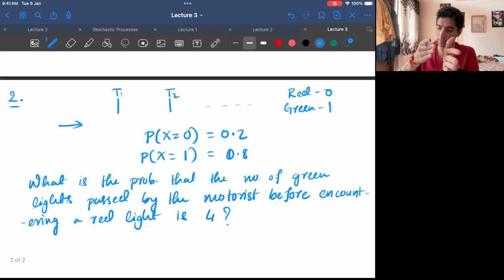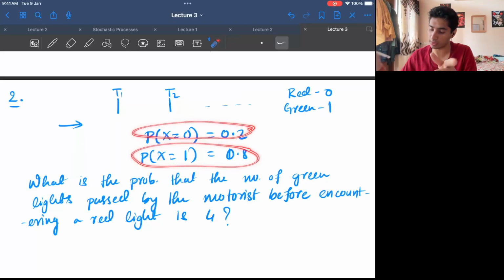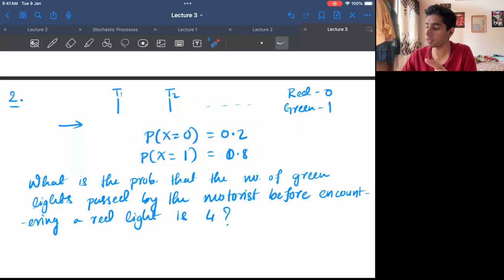So maybe I'll explain this question again. You are given multiple, there are multiple traffic lights, right? A motorist is going to start from here, and he is going to just pass through this road. So at each traffic signal he is going to encounter some signal. It is either red or green, and the probability of each of these lights being switched on is given to us.